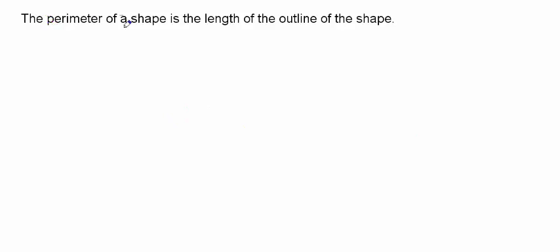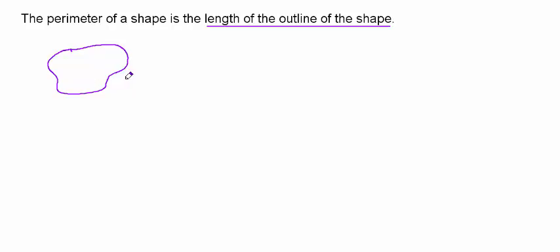The perimeter of a shape is the length of the outline of the shape. Imagine you have a shape and you use a string to measure the length of this shape along its outline. And when you open up the string and measure the length of the string used, that gives you the perimeter of this shape.